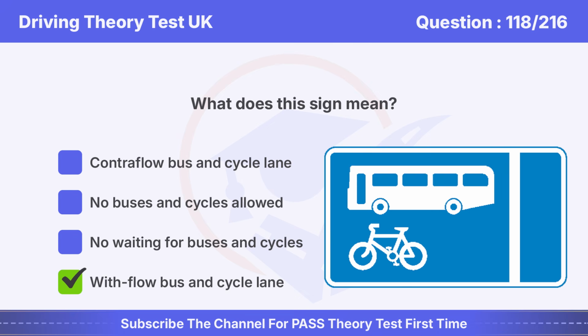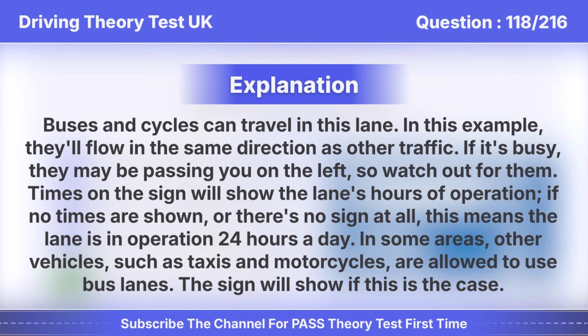Answer is D. With flow bus and cycle lane. Buses and cycles can travel in this lane. In this example, they'll flow in the same direction as other traffic. If it's busy, they may be passing you on the left, so watch out for them.